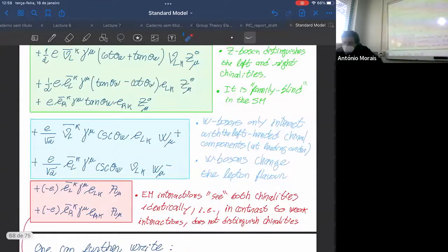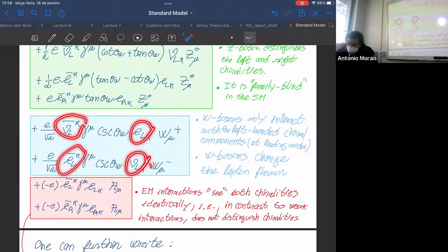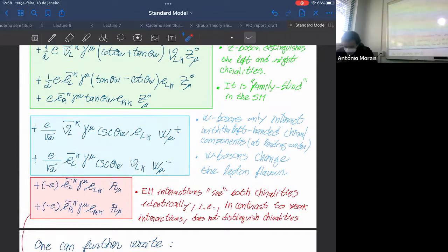Now, what about the W bosons? What you see here is it only sees the left-handed part. It does not see the right-handed part. Once again, it distinguishes the chiralities in the sense that it does not see the right-handed one. So W bosons only interact with the left-handed chiral components at leading order. You can have combinations of effective theories where it can also have a coupling to right-handed, but it's not a leading coupling.